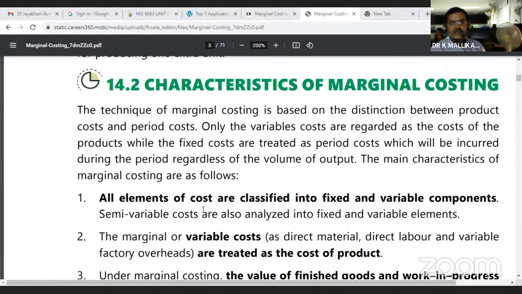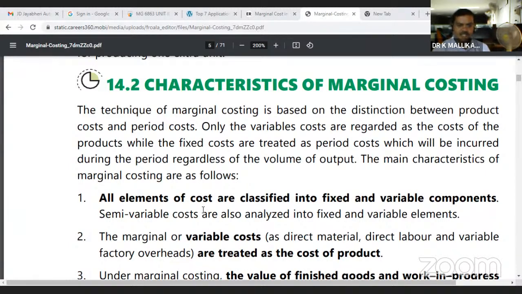What are the characteristics of this marginal costing? Marginal costing is a very good technique, and it clearly distinguishes between production cost and period cost, and considers only variable cost. When you talk about marginal cost, we consider the variable cost. The major characteristics: one, all elements of cost are classified into 2 components, fixed cost and variable cost. And sometimes what we call semi-variable and semi-fixed cost. So very simply, as per marginal costing, the total cost is divided into variable cost and fixed cost.